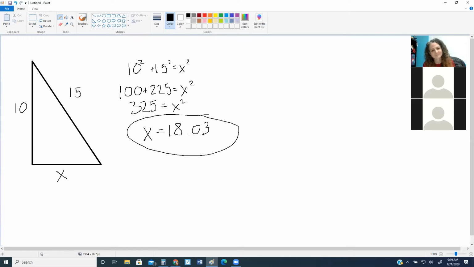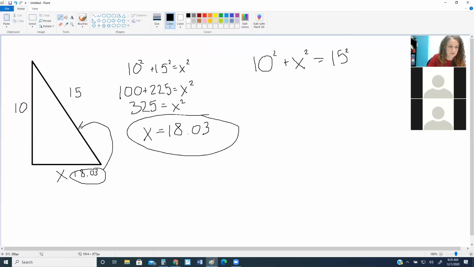What did I do wrong? It's 10 squared plus x squared equals 15 squared. Go, Brayden, go! It's 10 squared plus x squared equals 15 squared. If I do the does-it-make-sense test with this, I'm going to see that 18.03 is longer than my hypotenuse. It should not be longer than my hypotenuse. My hypotenuse is always going to be the longest.